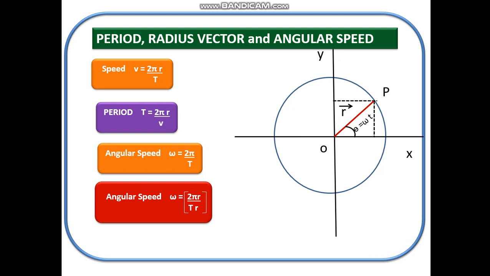So we have angular speed omega is equal to 2 pi upon T; we multiply and divide by r. So we get 2 pi r upon T r. But we know that 2 pi r upon T is nothing but v from the very first equation. So we get a relation between omega and v as omega is equal to v upon r. So that's the relation between the angular speed and the linear speed, which is tangential.